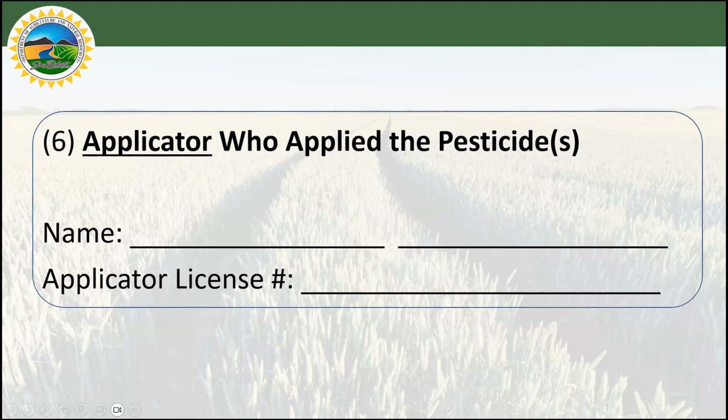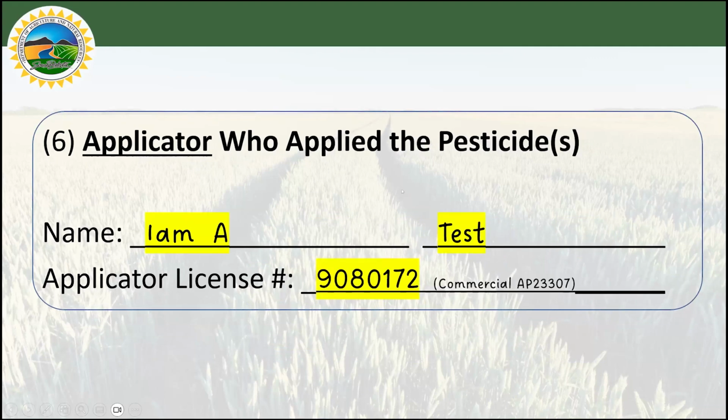Item 6 is the applicator who is applying the pesticides. And so you put the name and then your applicator license number. If you're a private applicator, your license number starts with a 9. It's a 7-digit number starting with a 9. Commercial applicators, their record, their barcode ID is a 7-digit number starting with 1, but they are issued a specific applicator license number. So in this case, I'm a test applicator applying for herself. She's using her private applicator license number, or she can use her commercial license and keep track of that.